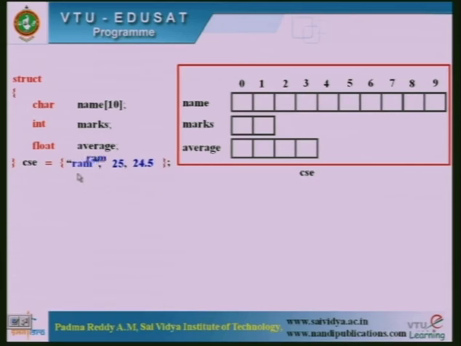Now see what will happen here. RAM will be copied into the name location. It is a string. We know that a string always ends with what? Null character. So here I write \0. And this 25 will be copied into the marks field, and this 24.5 will be copied into the average field. Now we know how to initialize the members of a structure, but remember what structure we have used? Tagless structure, or unnamed structure, or nameless structure. So we have initialized only one variable.